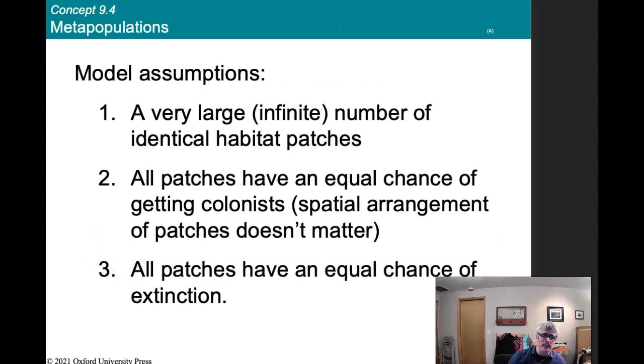And this is assuming that there's a large or infinite number of identical patches, which, you have to have assumptions to make an argument, and these are the assumptions. All patches have an equal chance of getting colonists. The spatial arrangement of the patches doesn't matter, which, again, the bluebell example, even though there's a patch that's nearby that's suitable, seeds might not make it there. And all patches have an equal chance of extinction.